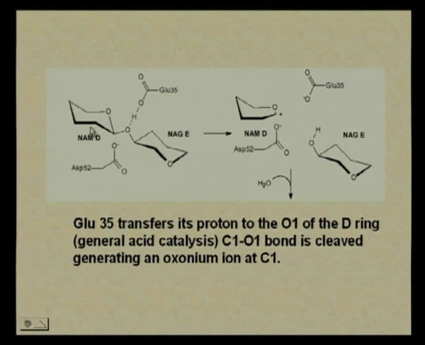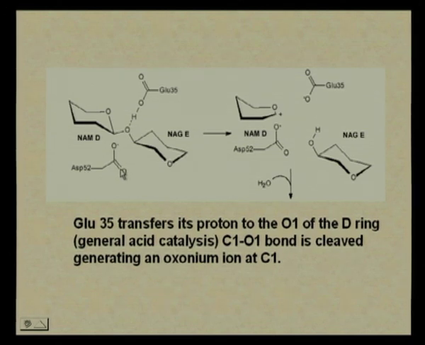These are the sugar units. It is originally in the chair form. Why? Because the chair form is stable. Now, we have the two residues, glutamic acid 35 and aspartic acid 52, that are the catalytic residues for lysozyme.